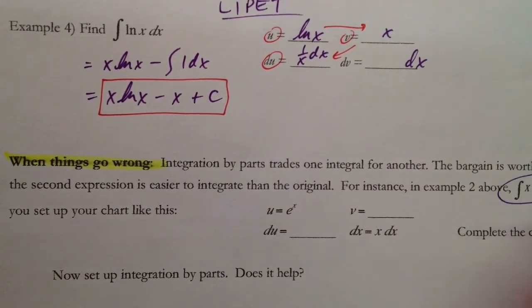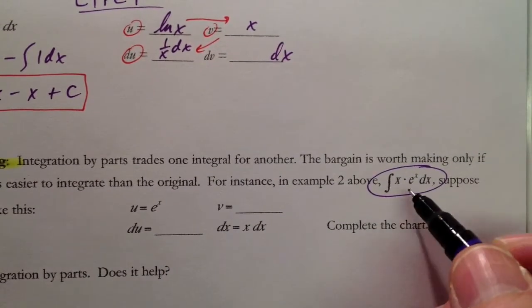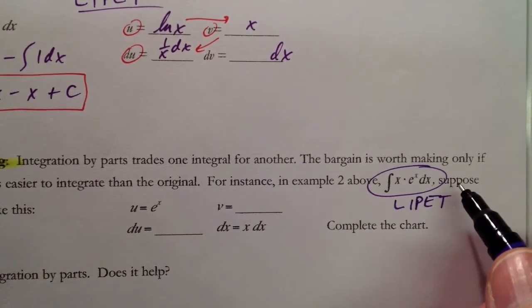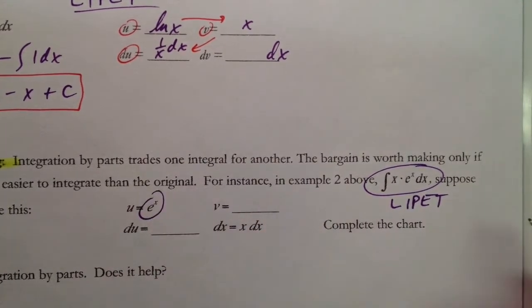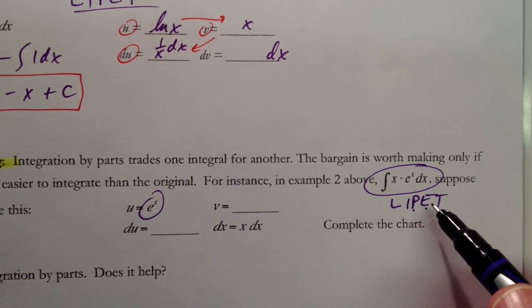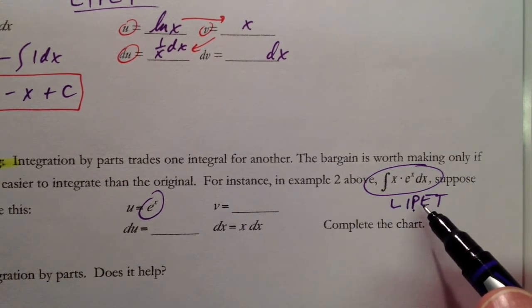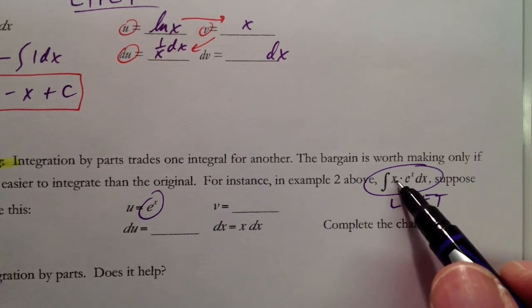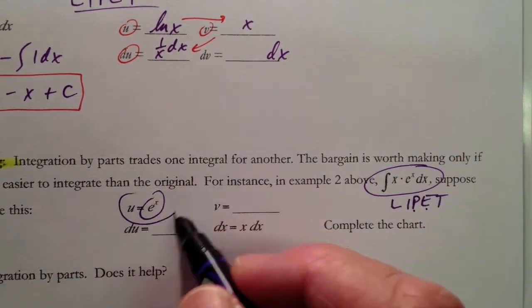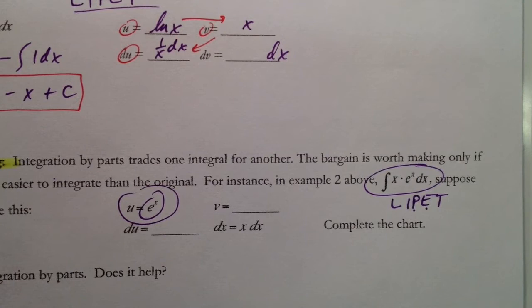If you wanted to integrate this function here, and you're not remembering LIPET, you might think, oh okay, let u equal e to the x, an exponential function coming before a polynomial. Remember, LIPET means what do you let u equal? Well, if the polynomial is in there and there's also an exponential, do not let u equal the exponential function. Let me show you what happens.